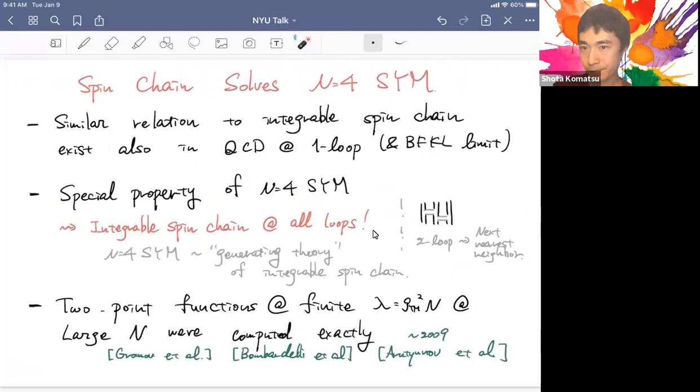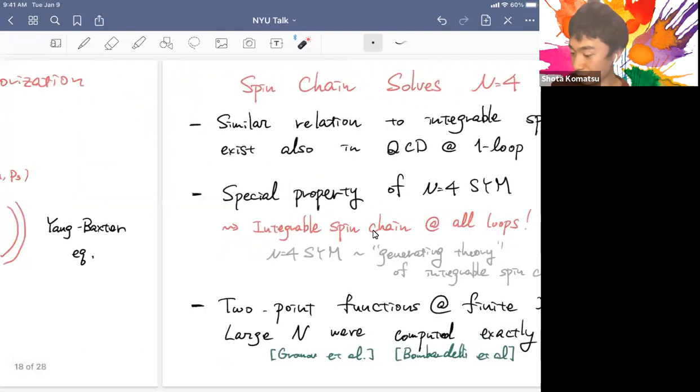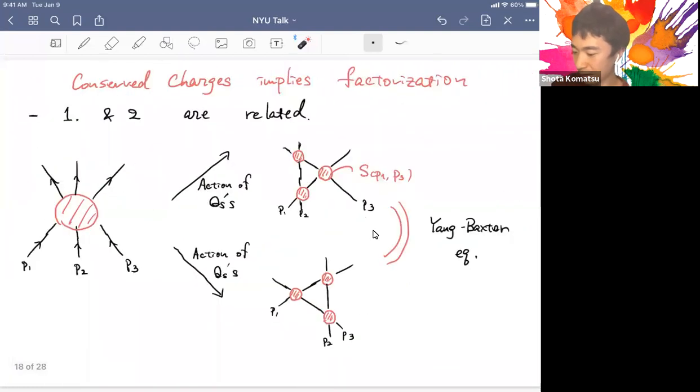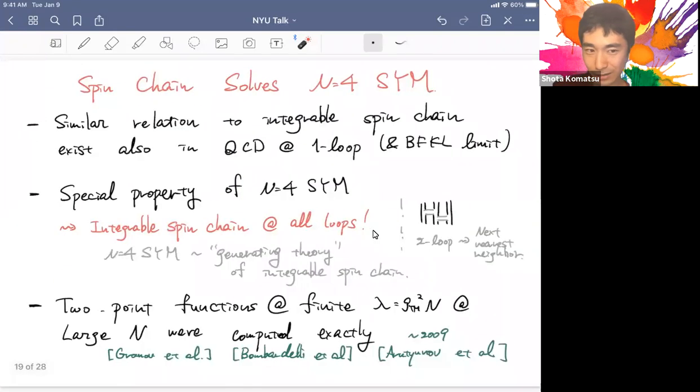Okay, so this is how you actually relate N=4 super Yang-Mills, at the leading order quantum correction of N=4 super Yang-Mills, to the spin chain. And let me just make some other comments.